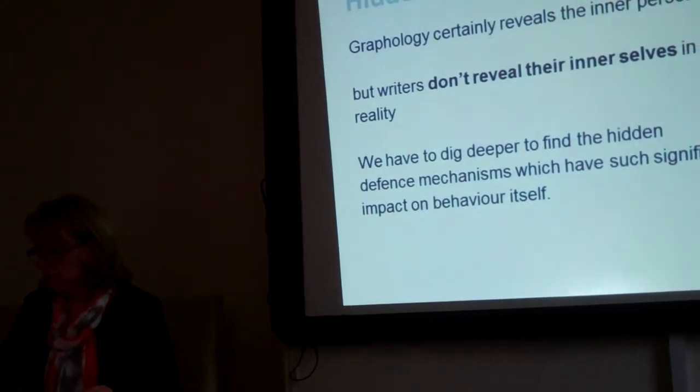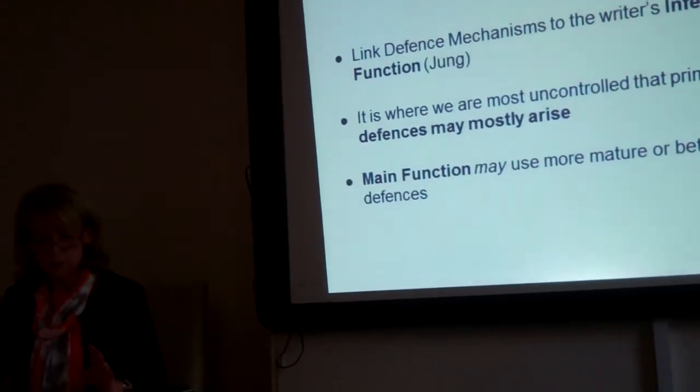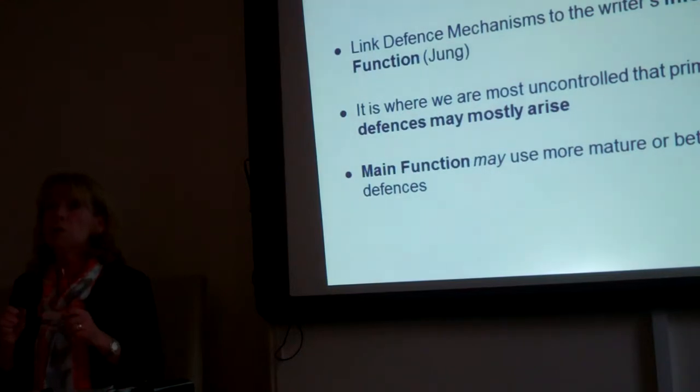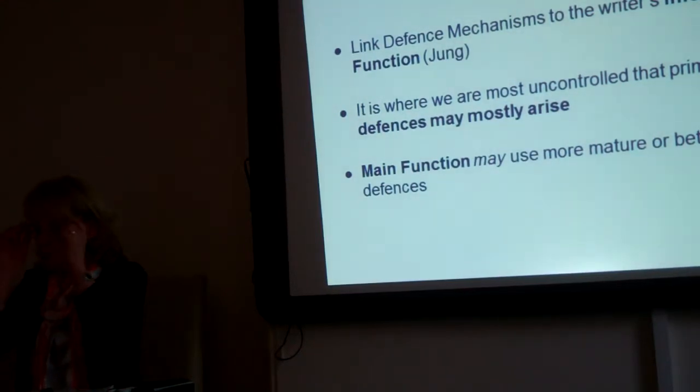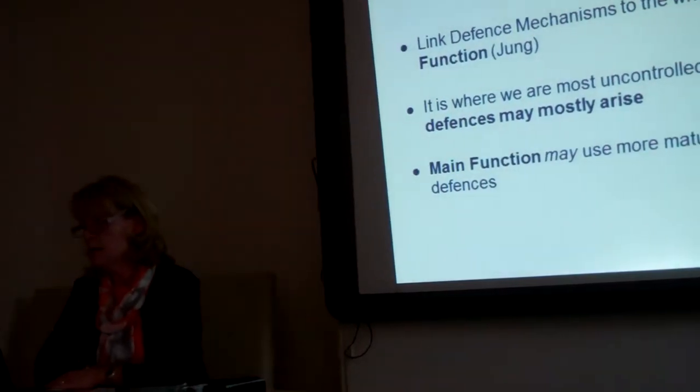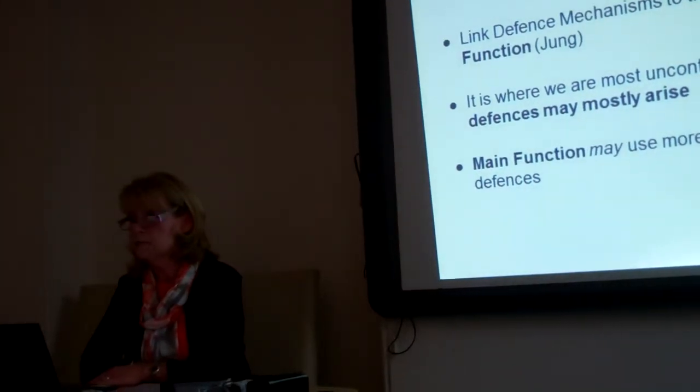I'm going to look at some samples, obviously, that's what you're going to want to see, and I'm going to try and link some of them to Jung's inferior function, because it's where we're most primitive and uncontrolled that defences may mostly arise or be needed or be not working so well. And again, obviously, the main function may be where we have the better adapted defences.